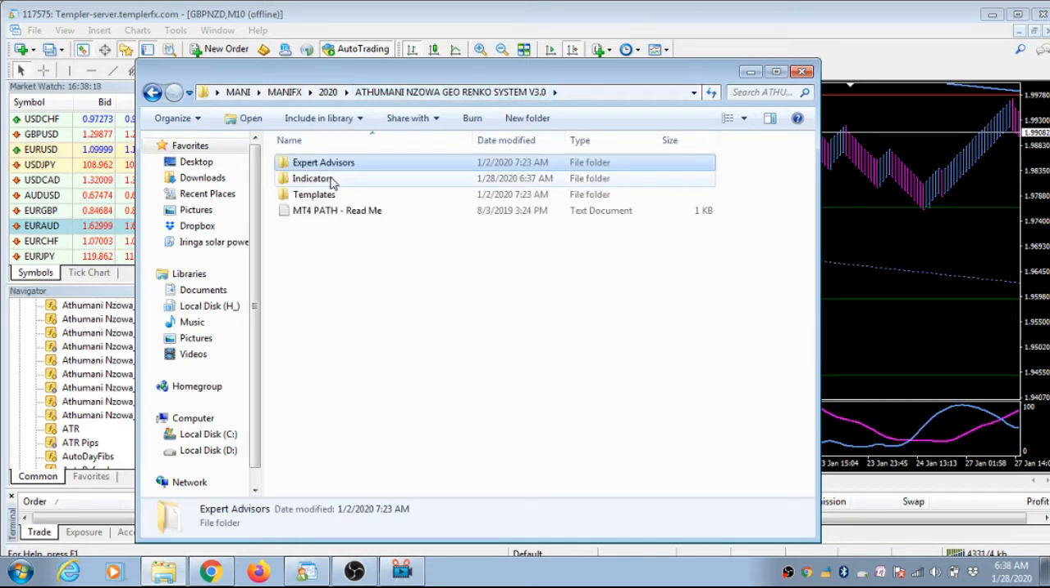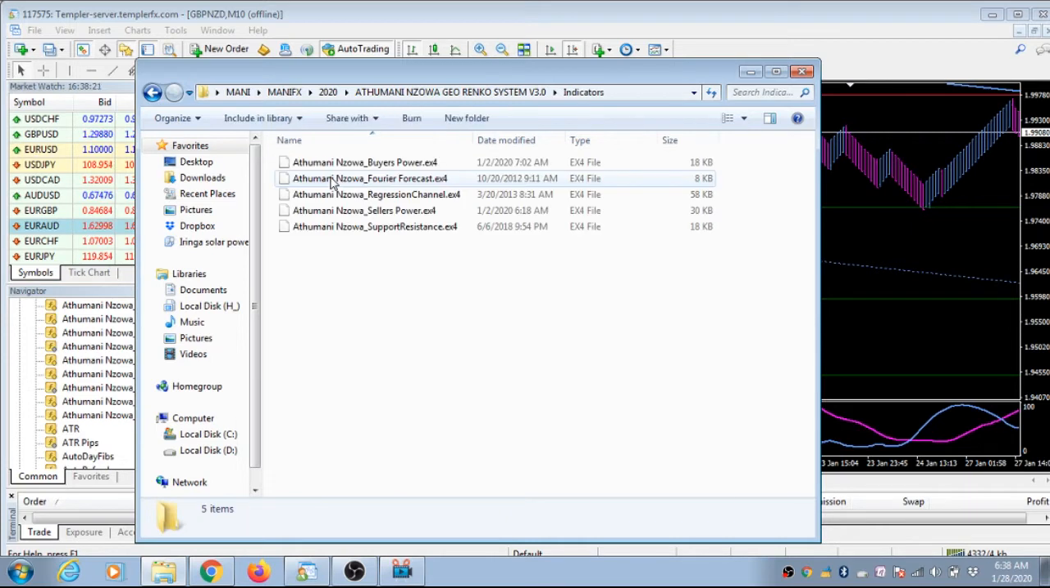And then under the indicators folder, you're going to have 5 indicators inside. I have removed the arrows, as I explained before, the reasons why I removed the arrows. So you're going to have 5 indicators inside, which include the bias power, the Fourier forecast indicator, the regression channel, the seller's power, and the support and resistance indicator.